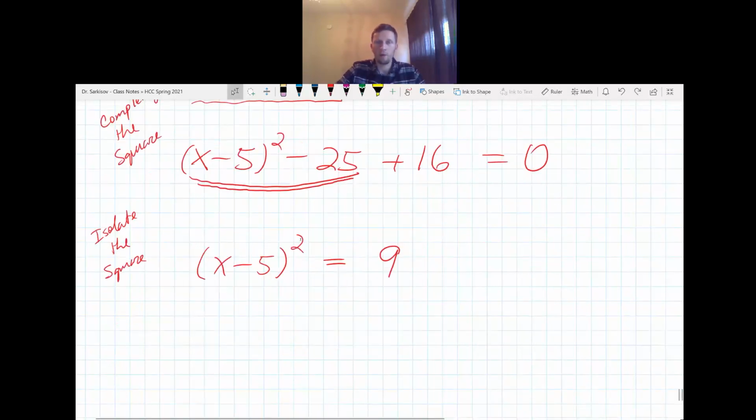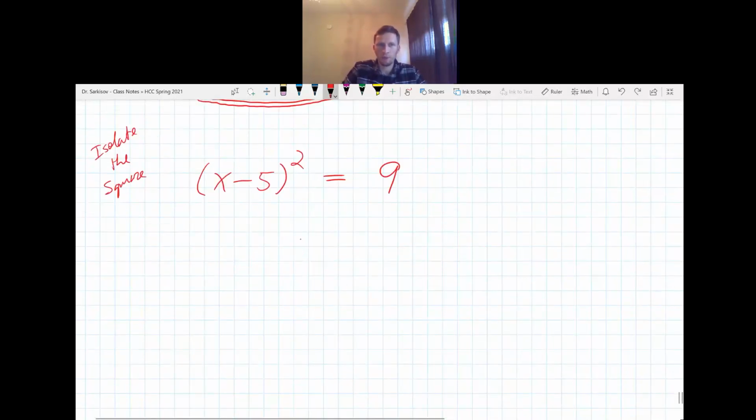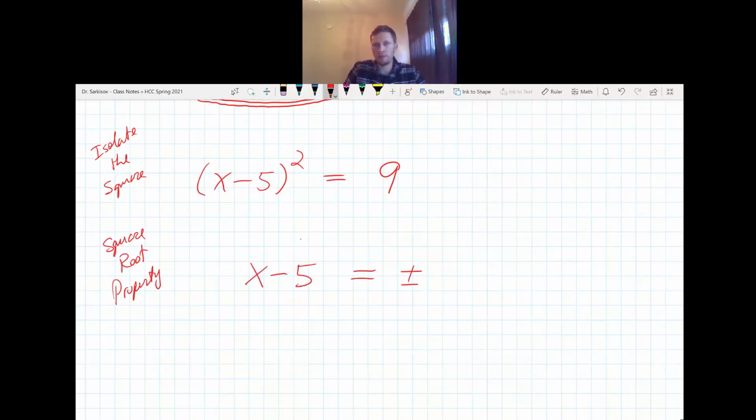Okay. What do I do now? Square root property. Why is this not so bad anymore? Look, x minus 5 is by itself, right? That's like the z, is equal to plus or minus, and we know the square root of 9 is 3. In other words, x minus 5 is equal to negative 3, or it's positive 3.